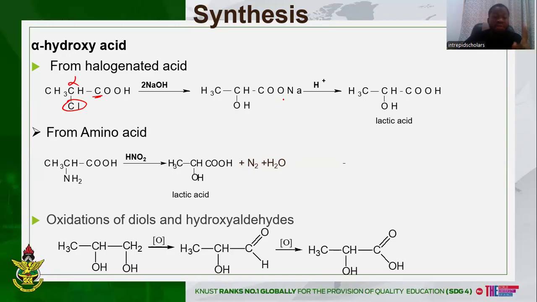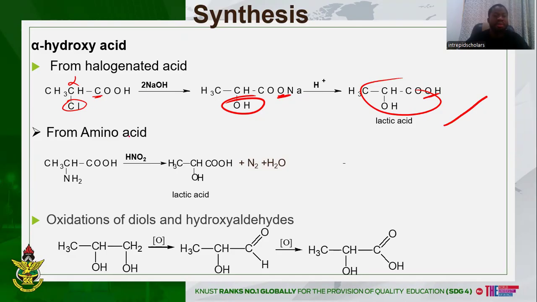And then, first of all, we'll have an acid-base reaction. So you see a salt form at this end, and the chlorine will be replaced with an OH. Later, we have to acidify to get back our acid and then remove the salt. Reverse the salt and get back our acid. And this is the acid that we have produced. This is one of the ways of synthesizing an alpha hydroxy acid.